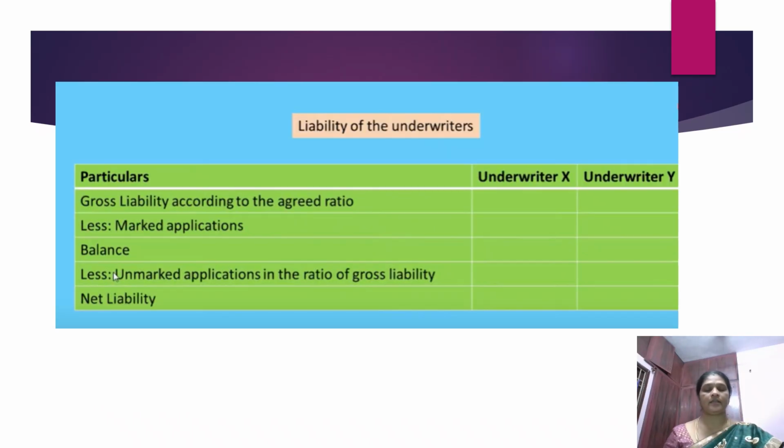Now, the liability of the underwriters. This is a statement used to calculate the net liability of the underwriters. First we start from the gross liability according to the agreed ratios, less marked applications, less the unmarked applications in the ratio of gross liability, which is equal to the net liability.